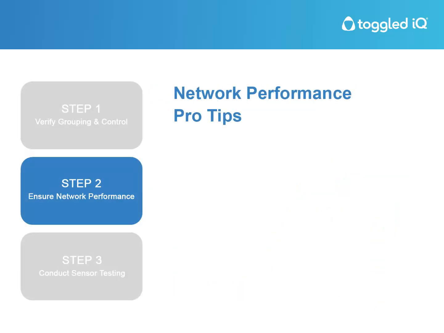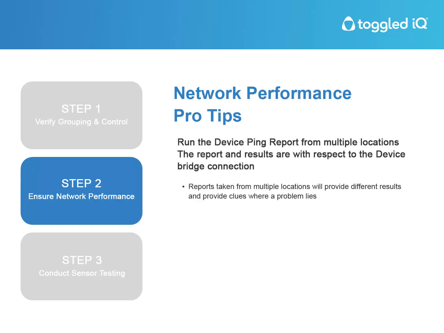Network Performance Pro Tips. Run the device ping report from multiple locations. The report and results are with respect to the device bridge connection. Reports taken from multiple locations will provide different results and provide clues where a problem lies. Export reports to CSV files for future reference and for potential troubleshooting with Toggled IQ support.